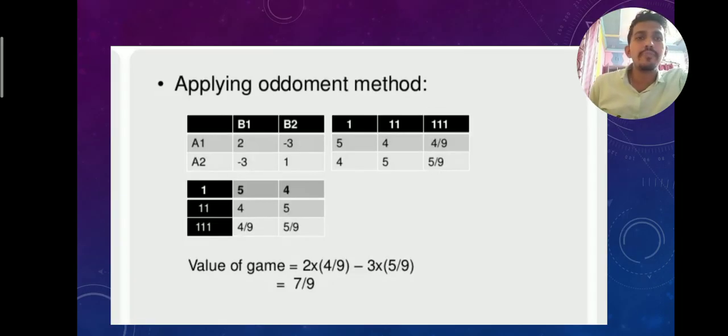Applying the ordinate method, we calculate 2 plus 3, minus 3, which is 5. We put this value in column 1, and 4 upon 9 and 5 upon 9 is the solution. The value of the game is 2 into 4 upon 9 minus 3 into 5 upon 9. The value of the game is equal to 7 upon 9, which is the answer.